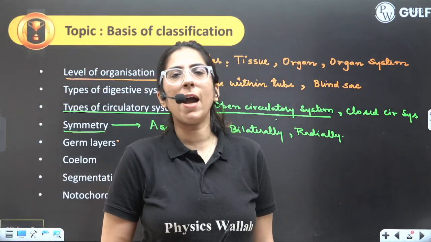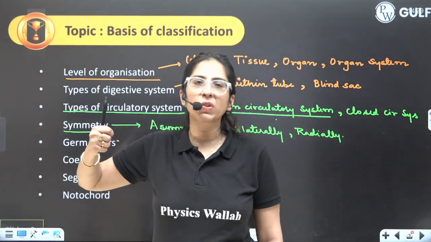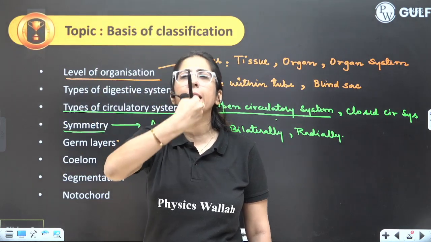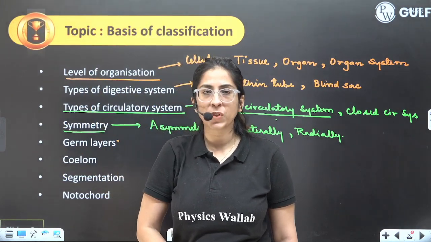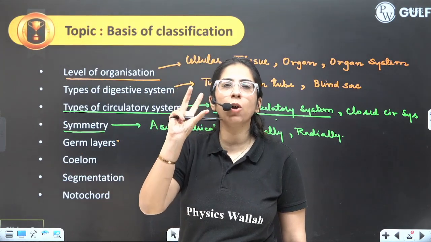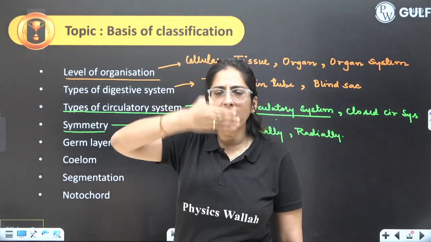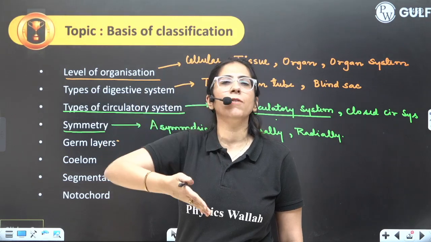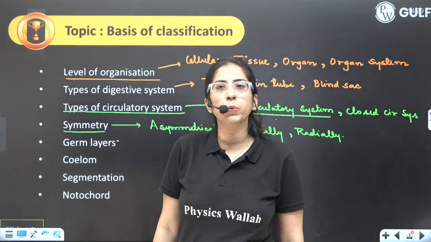Let's talk about my body. I can divide my body into two equal halves by only a single plane passing through the center of the body. Bilaterally symmetrical. Suppose my body is circular, I'm talking about a ball-like structure. Various planes will be there which will divide the organism's body into two equal halves.